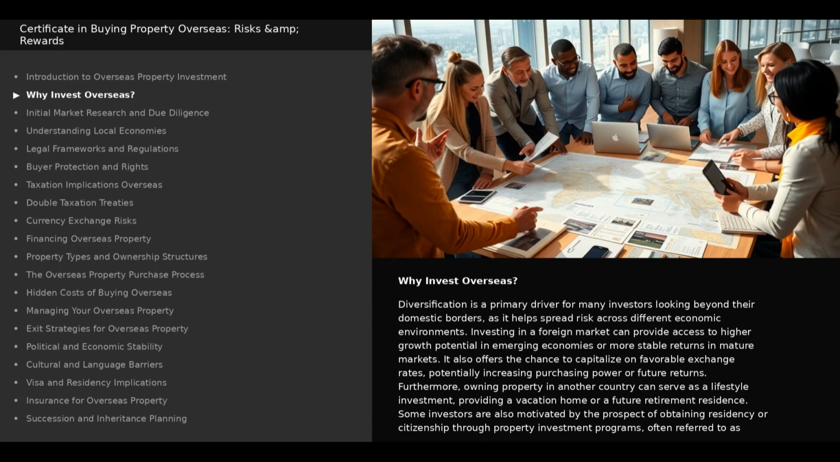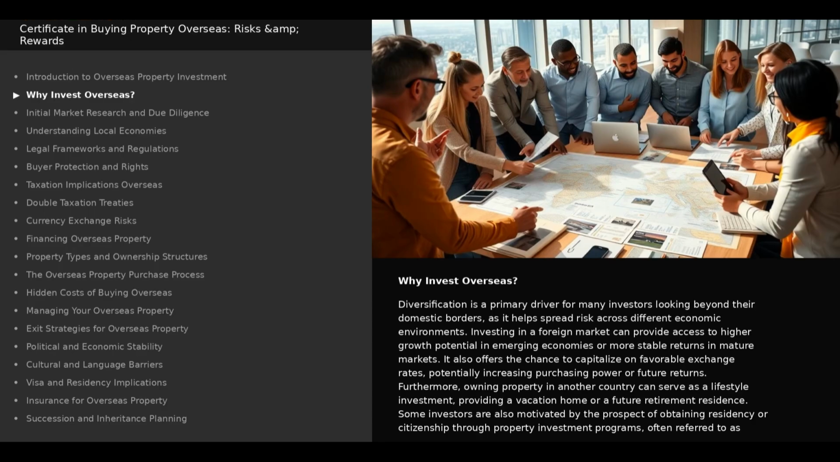Furthermore, owning property in another country can serve as a lifestyle investment, providing a vacation home or a future retirement residence. Some investors are also motivated by the prospect of obtaining residency or citizenship through property investment programs, often referred to as golden visas. These combined factors make overseas property an attractive proposition for a diverse range of financial and personal goals.